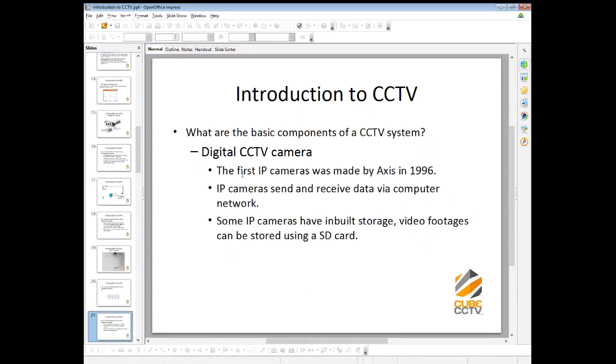The first IP camera was made by Axis in 1996. Axis was doing network work before they ventured into IP camera manufacturing, so they were the pioneer in introducing IP cameras. Some IP cameras, as I said before, do have inbuilt storage, so the camera itself can work as a mini DVR.